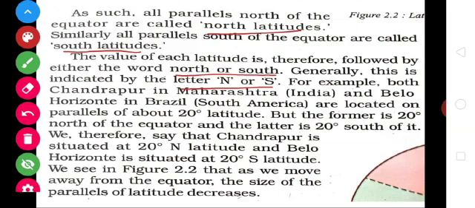For example, both Chandrapur in Maharashtra, India, and Belo Horizonte in Brazil, South America, are located on parallels of 20 degree latitude. The former is 20 degree north of the equator and the latter is 20 degree south of it, so the location is in a different direction. We therefore say that Chandrapur is located at 20 degree north latitude and Belo Horizonte at 20 degree south latitude.